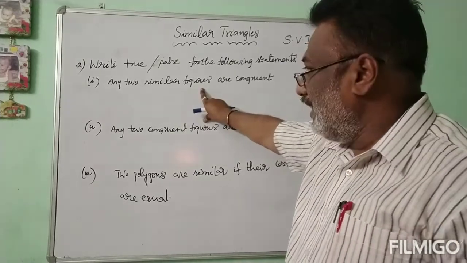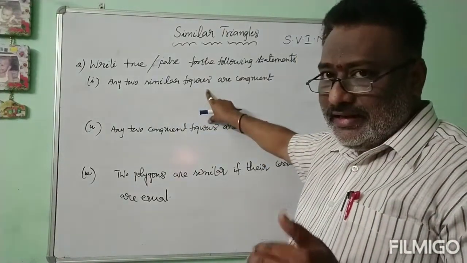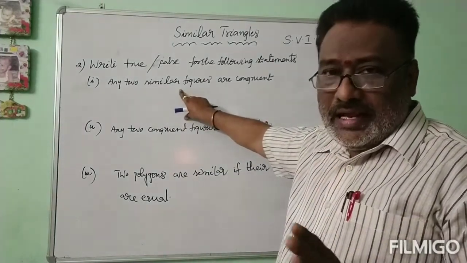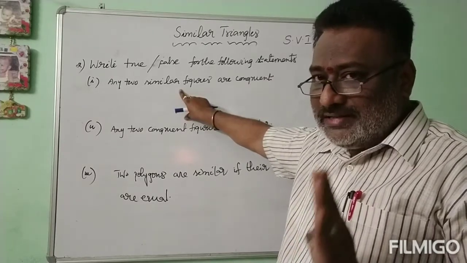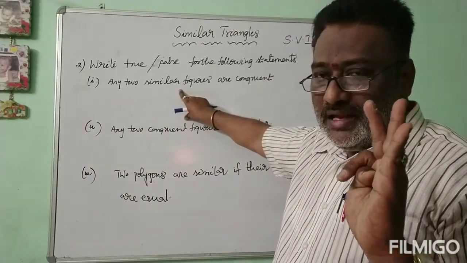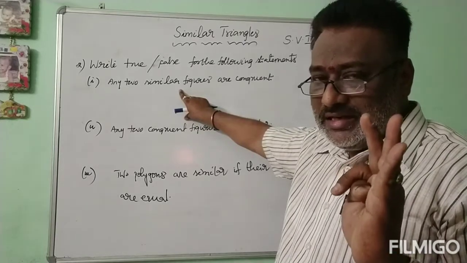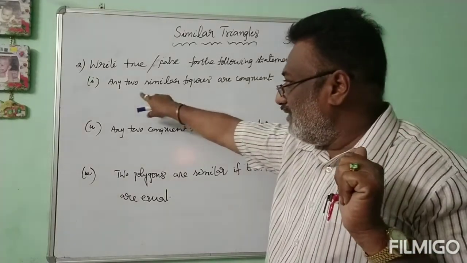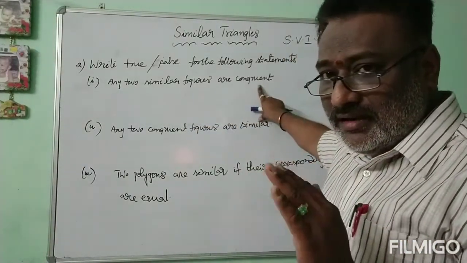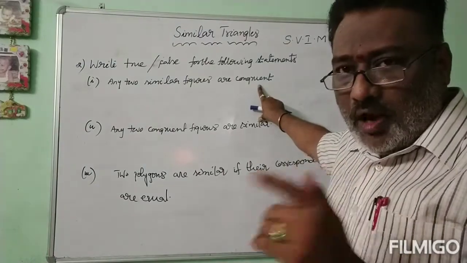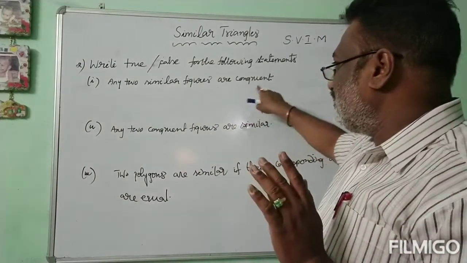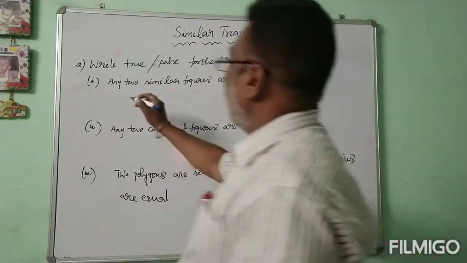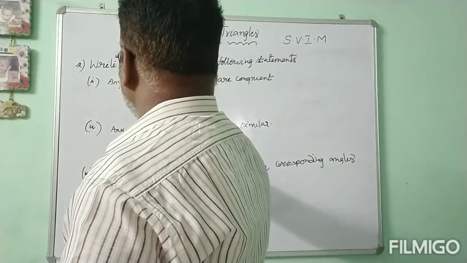That's all. So here similar figures means they are satisfying similarity conditions. What are they? Corresponding angles are equal and corresponding sides are in proportion only. So when corresponding sides are in proportion, then it is not possible to say corresponding sides are equal. So the given statement is wrong. That means false. Any two similar figures are congruent, it is not exactly so. So we can write simply false.